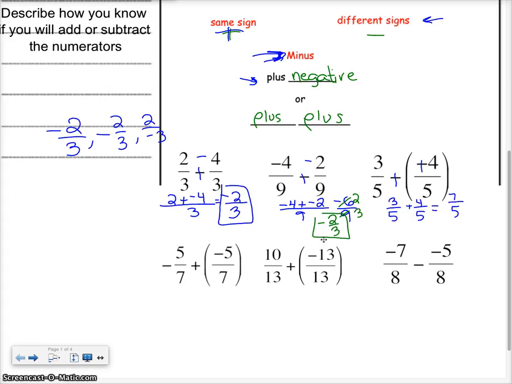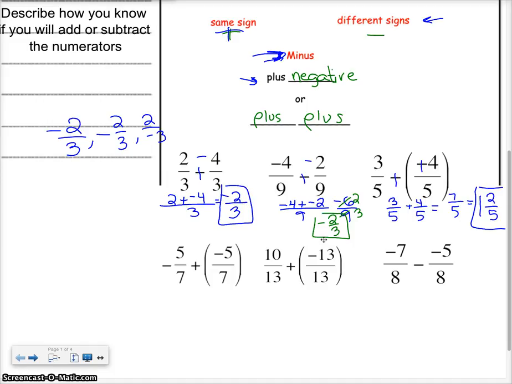Now we convert. And that's that practice from the beginning. 5 goes into 7 one whole time. 2 remains. Keep the denominator of 5. Okay?